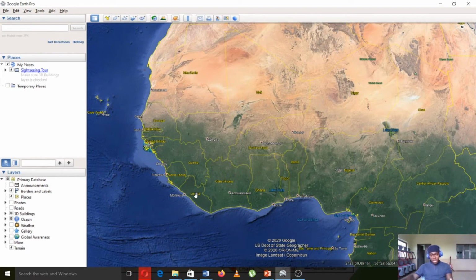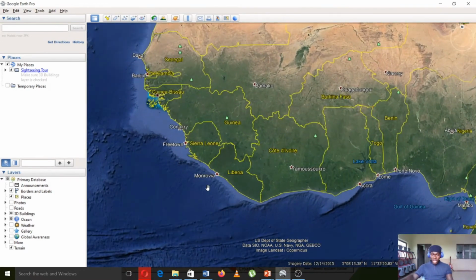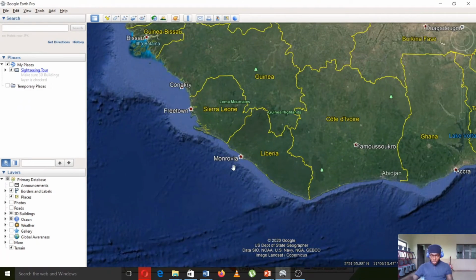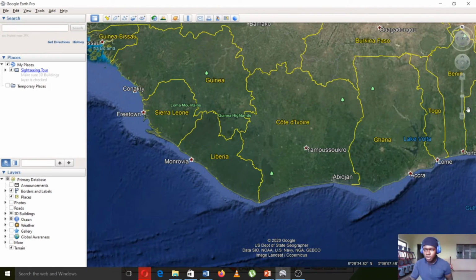They came here and Liberia was formed. In fact, the capital, Monrovia, the name Monrovia comes from the US president at the time, James Monroe. Okay? So that's the story of Liberia in a nutshell.